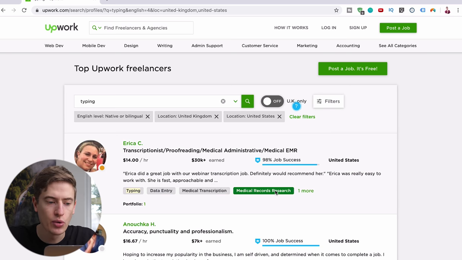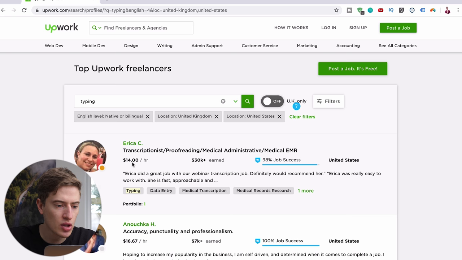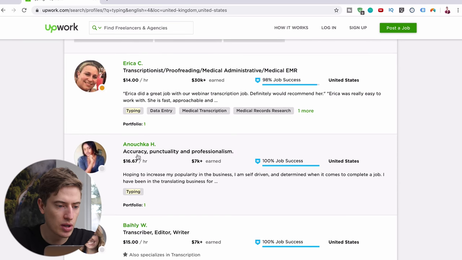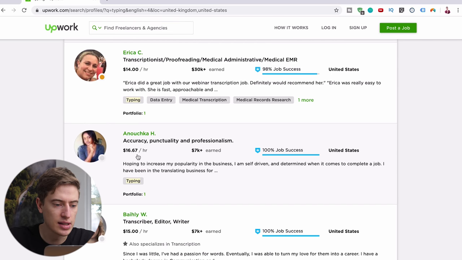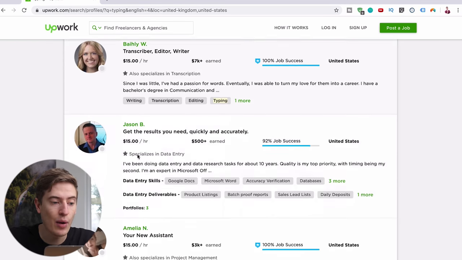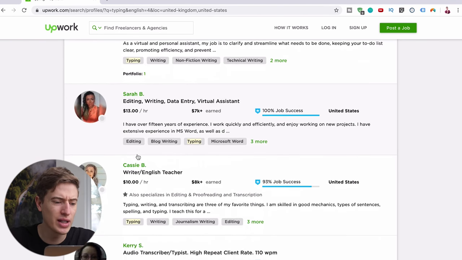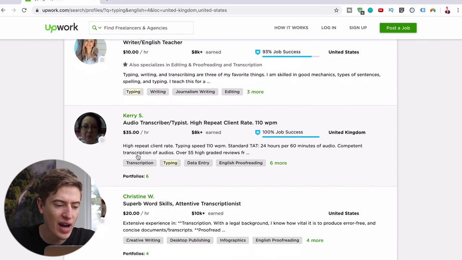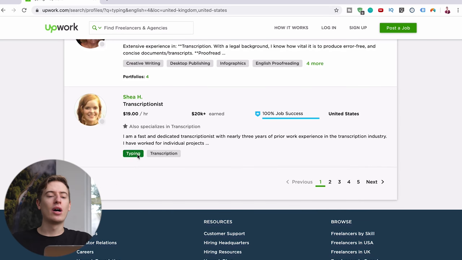And this could literally be you, all right? She's charging $14 an hour to proofread, to transcript, basically. This one is $16.67 an hour. This one's $15 an hour. This one's $15 an hour. This one's $15 an hour. $30 an hour. $10 an hour. $35 an hour. $20 an hour. $19 an hour. Okay, so you can see there's a lot of money to be made here.